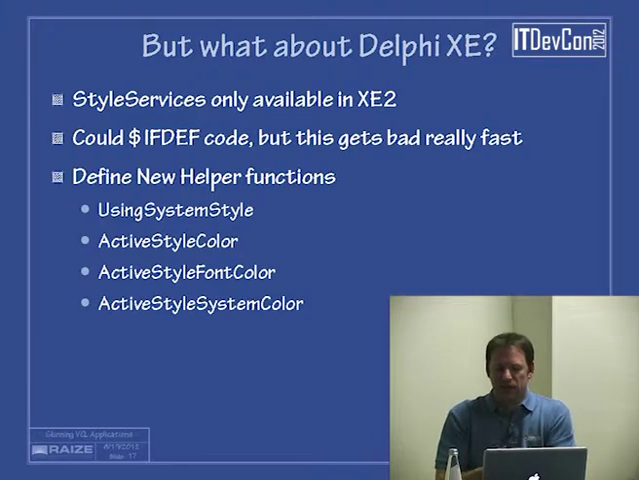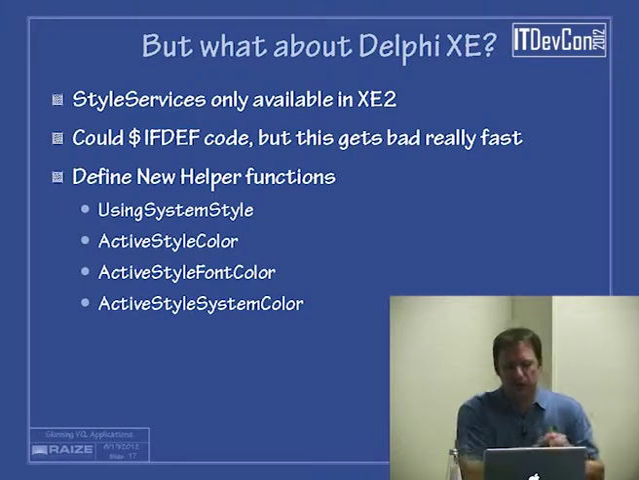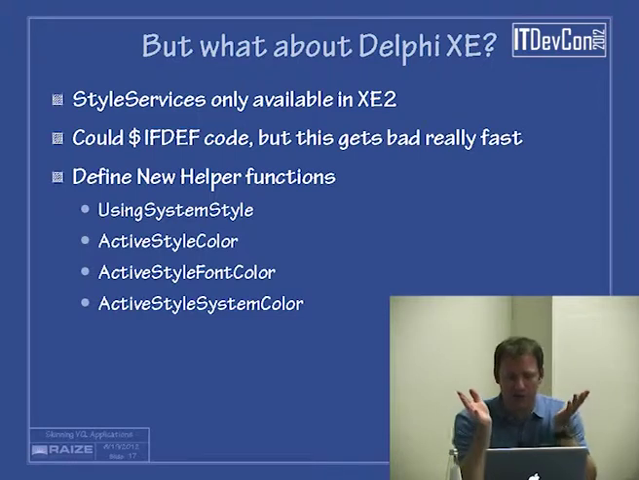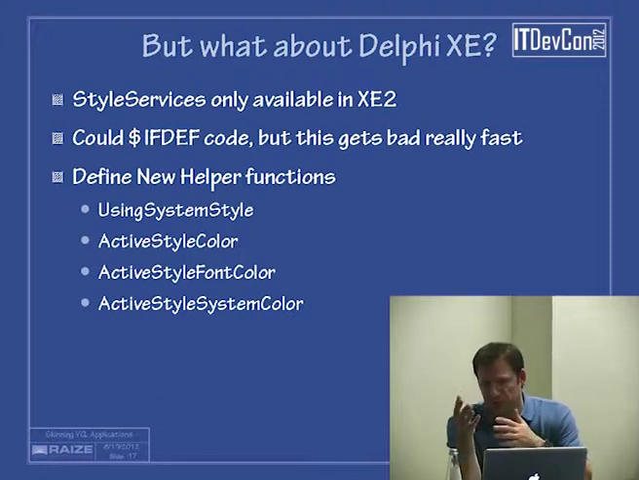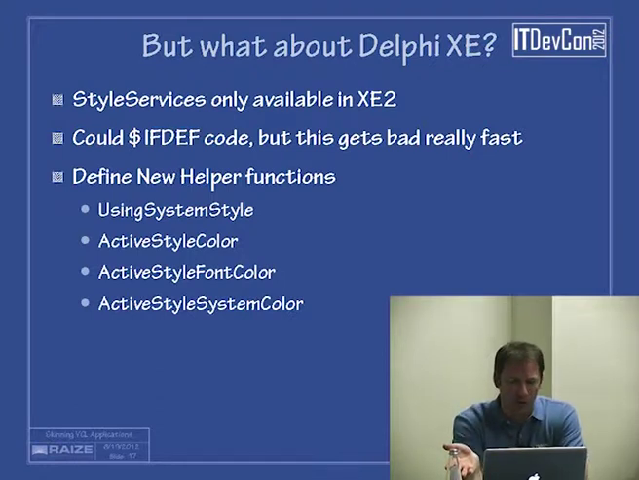Now, going back to supporting older versions of Delphi, this is something we are very concerned about, because we don't want a separate code base just to do all the specialized VCL style support. But the style services are only available in XE2 and later. To handle this, there are a couple things we could do. You could set up if-defs. If I'm in XE2 or later, I do all this code. Otherwise, I do all this other code.